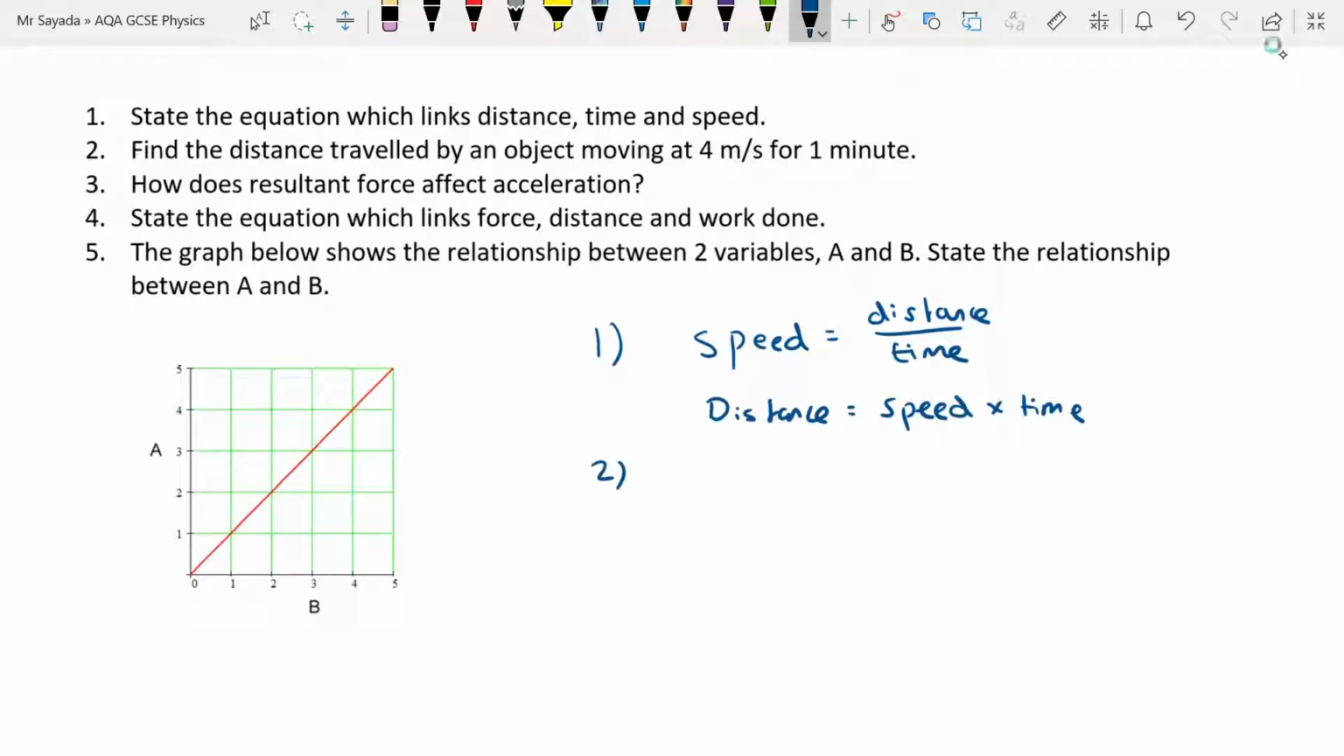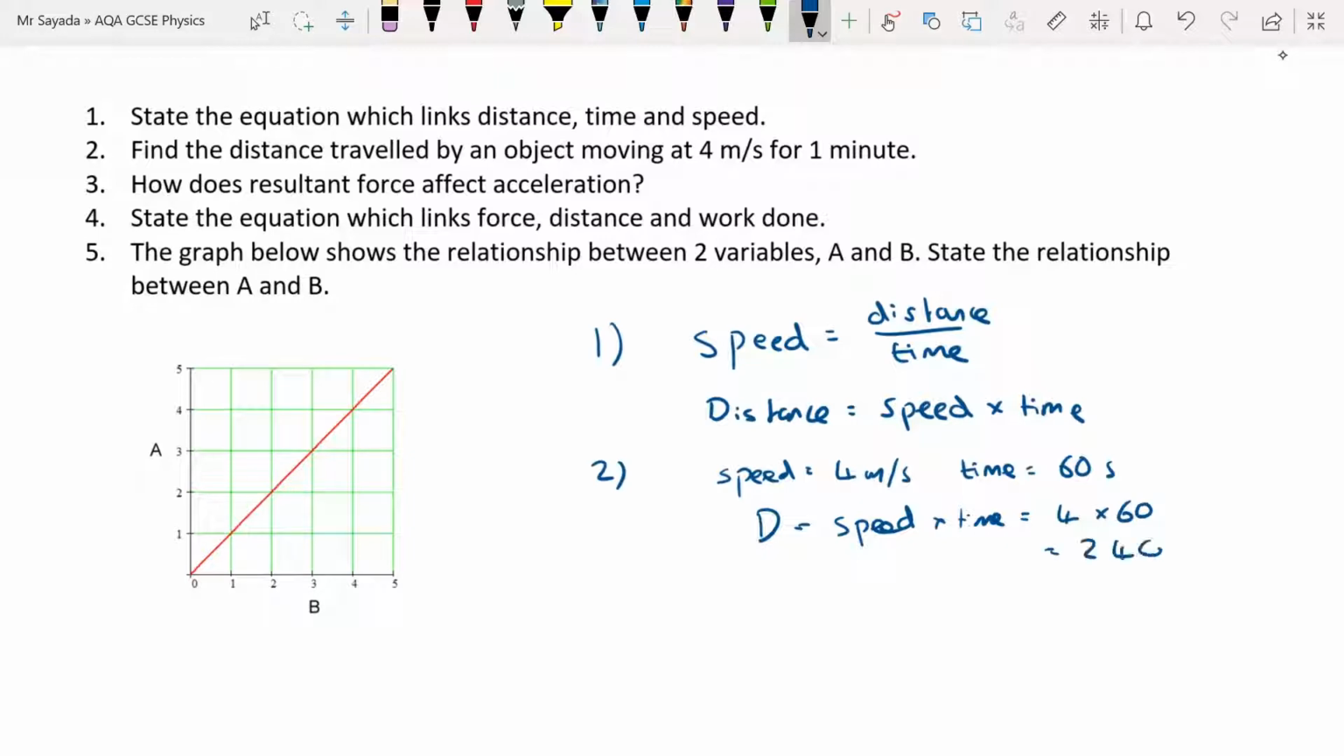Find the distance traveled by an object moving at 4 meters per second for 1 minute. So we firstly need to write down our data. So our speed is 4 meters per second, and our time, we can't leave it as 1 minute, we have to change it to 60 seconds. So therefore our distance, which is speed times time, is going to be 4 times 60, which is 240.